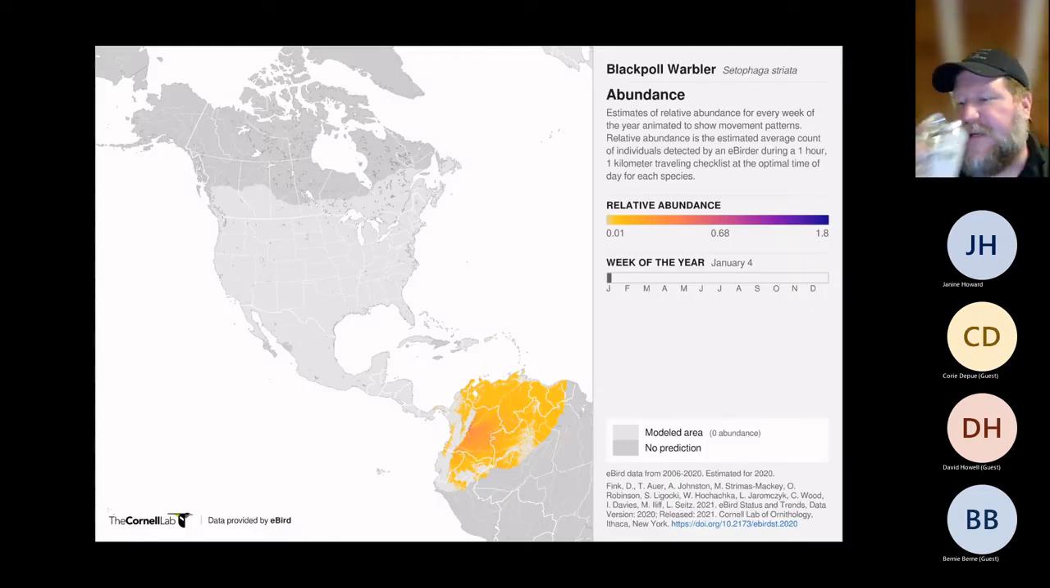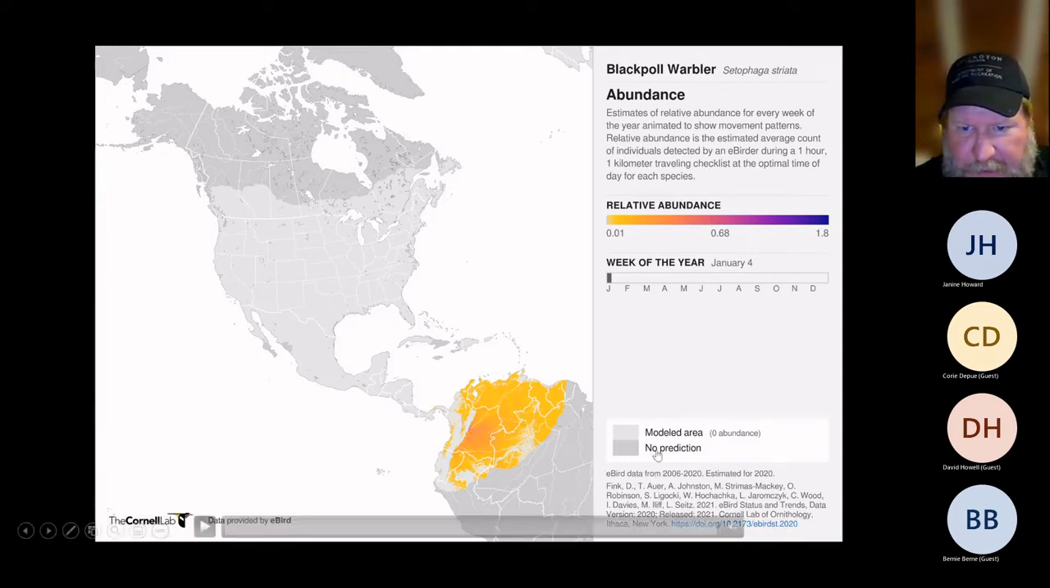This is my favorite thing from eBird. I do the ornithology for the Arlington Master Naturalist basic training, and I love showing these because this is relative abundance. So you've got to have people out there looking for the birds, which you do. Like I said, they do get a lot there, but you can see right here, under where it says modeled area, no prediction, that first line is eBird data from 2006 to 2020.